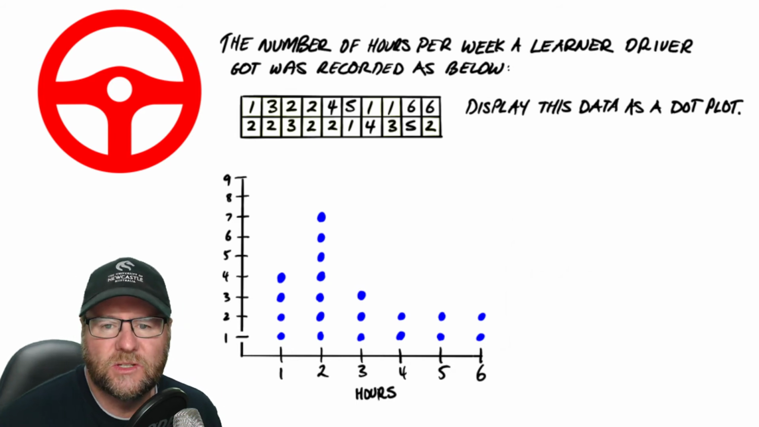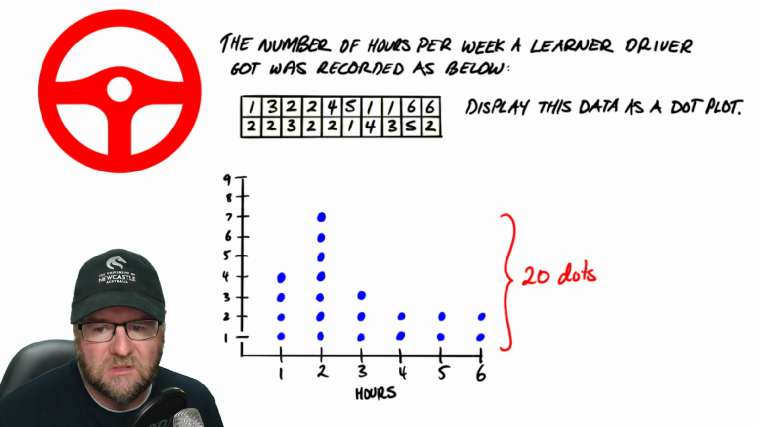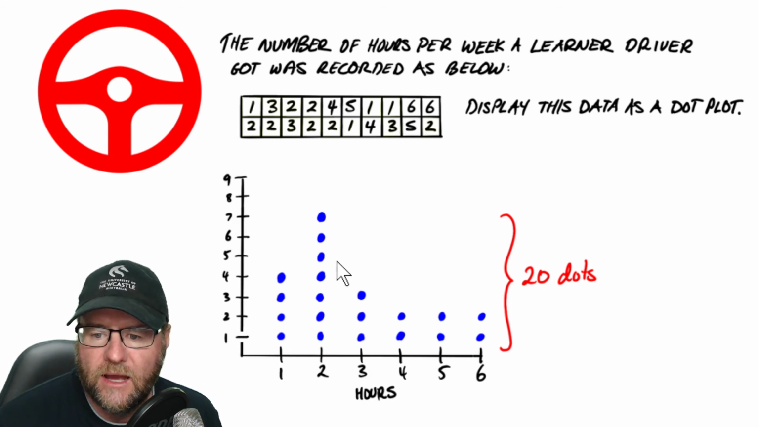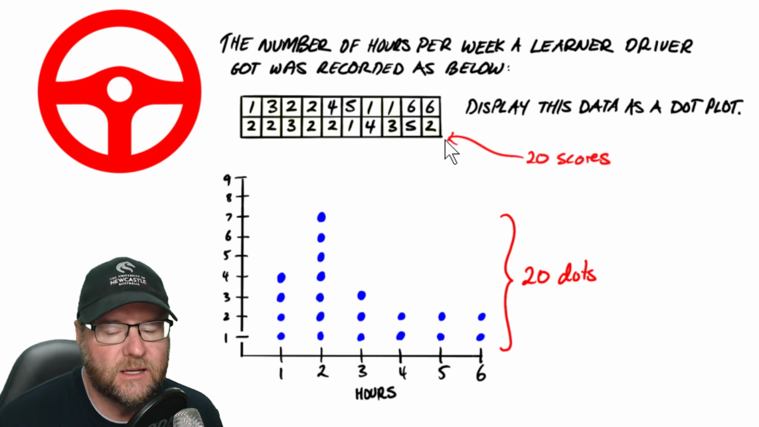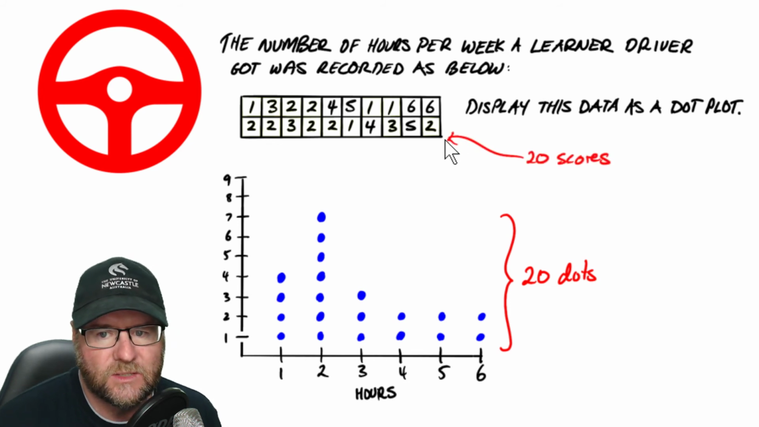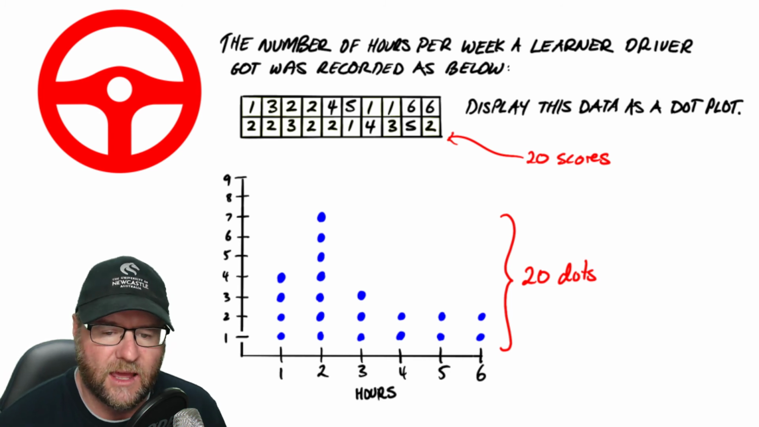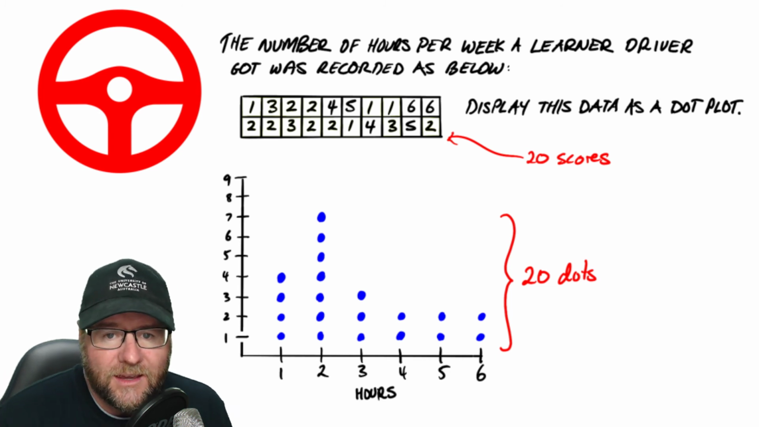Last thing I might want to do is just check that I haven't missed any. So I'm going to do a quick count. If I went through and counted up all of these dots, I can see that there's 20 dots, which is nice because I know I started with 20 weeks' worth of data, or 20 scores. And that way I can do a little bit of a check that I haven't missed anything. That, folks, is a dot plot.